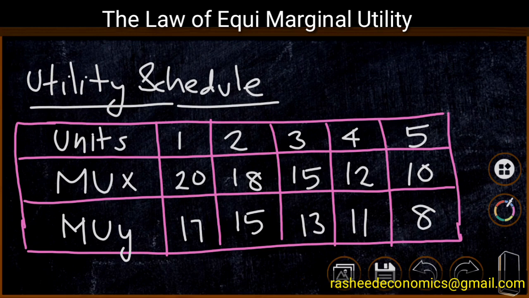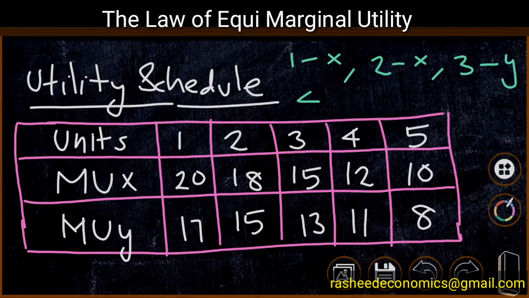Now we have analyzed that the consumer, consuming the first unit, will consume X. Suppose he is consuming one more unit, that means the second unit, he will consume X again, because while comparing the marginal utility of X and the marginal utility of Y, it is better to consume X. And the third unit he will consume Y.